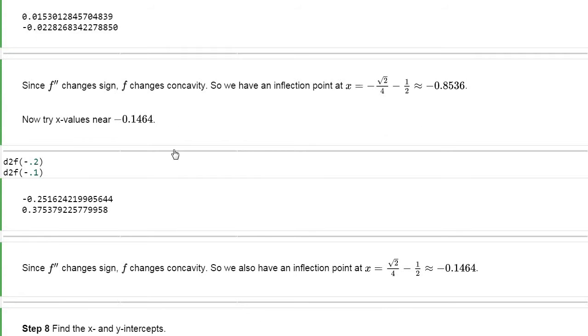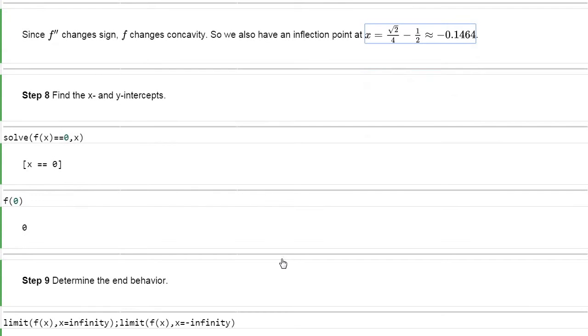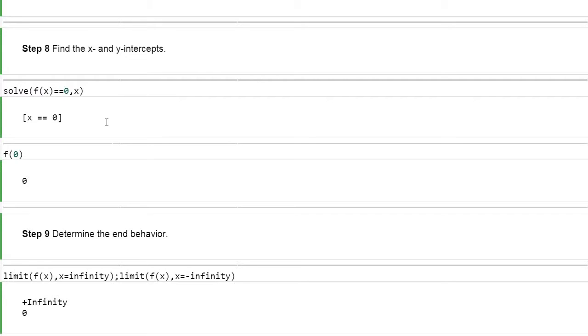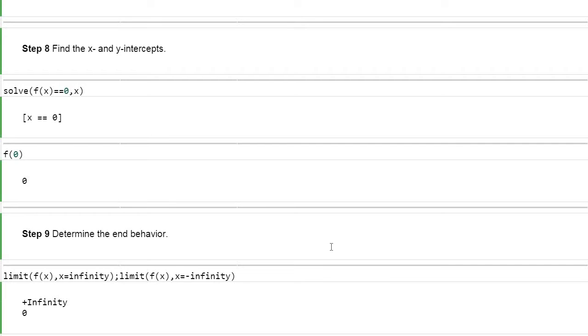All right, now we'll try x values near the second one. All right, so I chose something to the left. I chose something to the right. Did the sign change? Yes, negative changed to positive. So there is an inflection point at that value. Okay, I have my inflection points. I have my local mins and maxes. I am now ready to do x and y intercepts. There's one x-intercept, x equals 0. That's also the y-intercept. So the origin is the x and y-intercept, both.